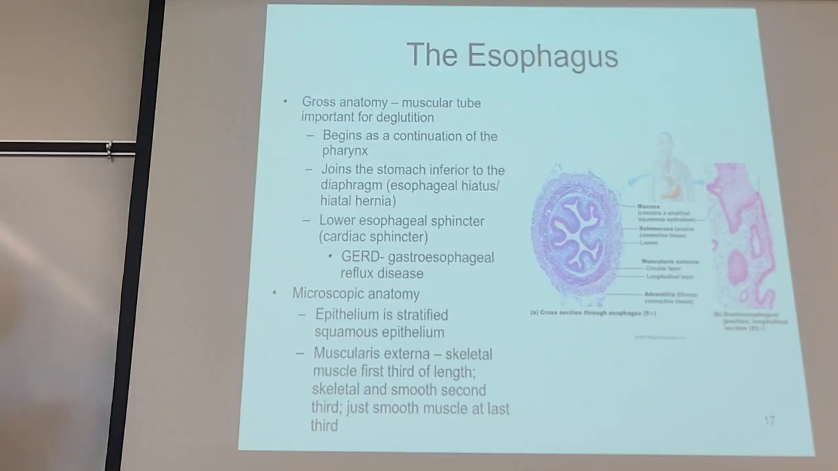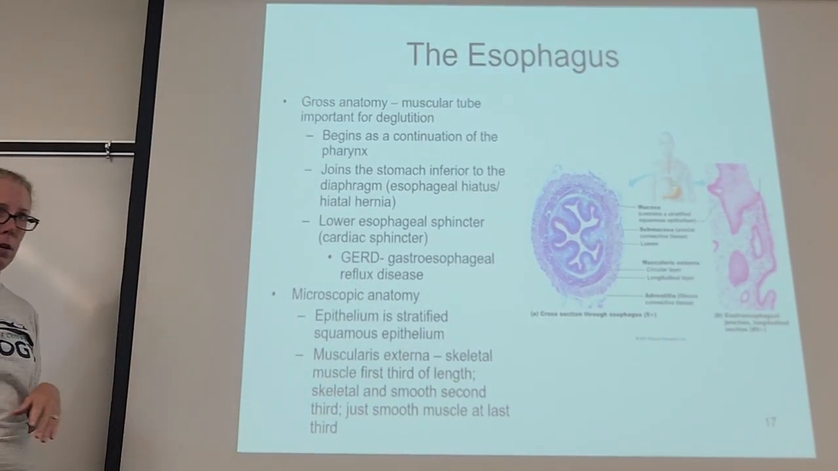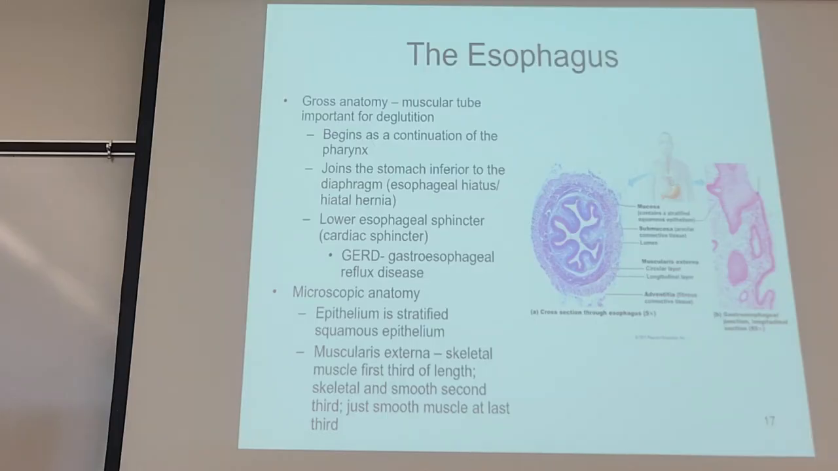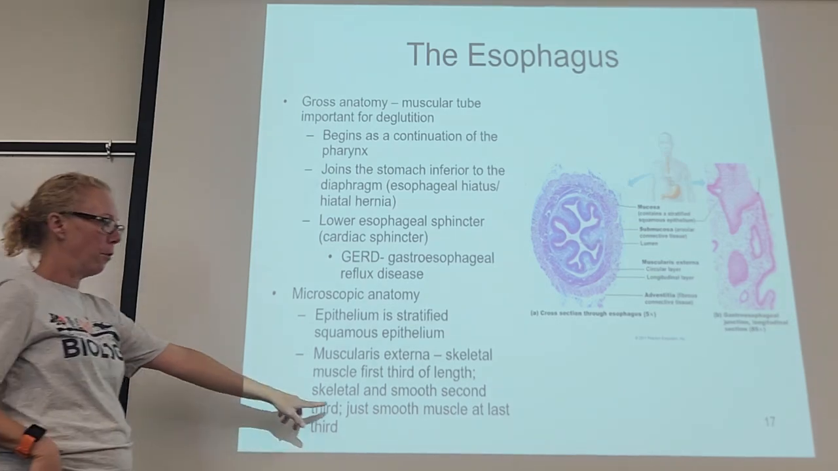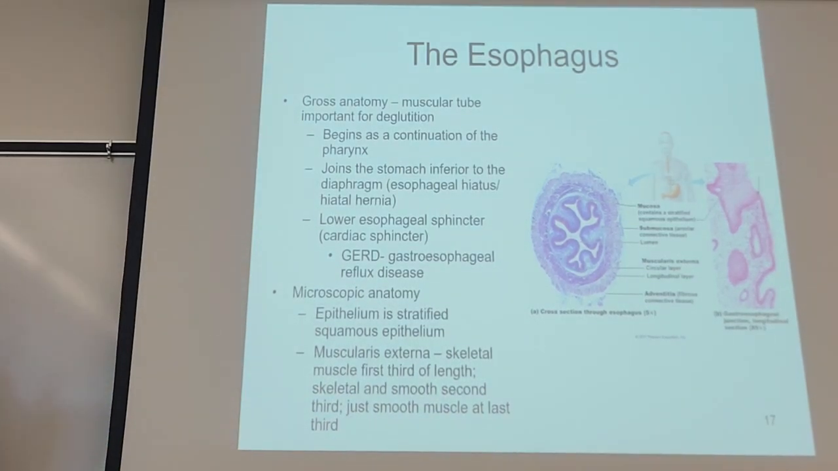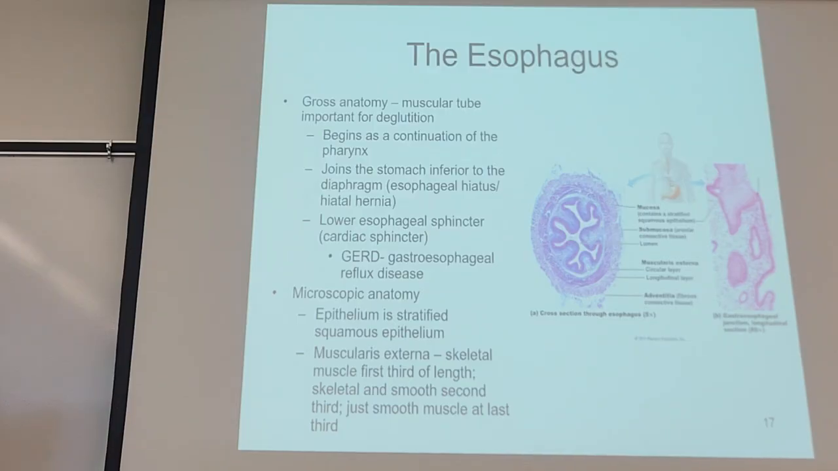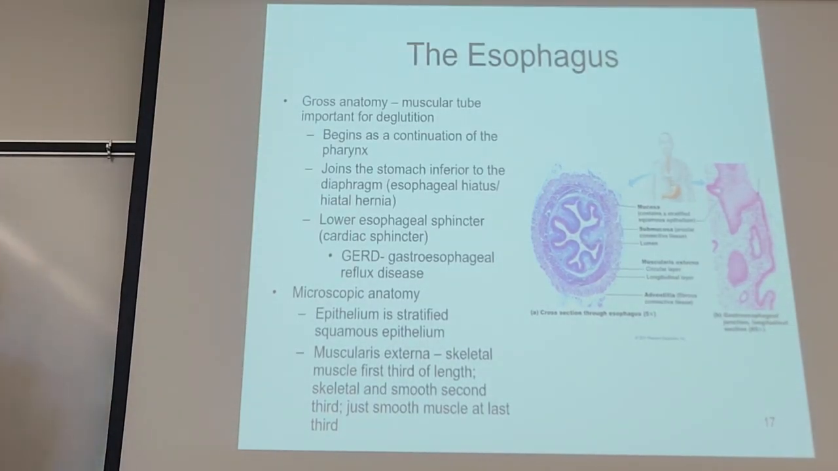Interestingly enough, the muscularis externa layer, so the circular and longitudinal layer of the esophagus, the top third of it, is skeletal muscle. So you have volitional control over what you're swallowing. You can choose to swallow it or you can spit it out, right? The bottom third is just smooth muscle. So once you get down to the bottom third, you don't have control anymore. But the middle is a hybrid. It's like half and half.